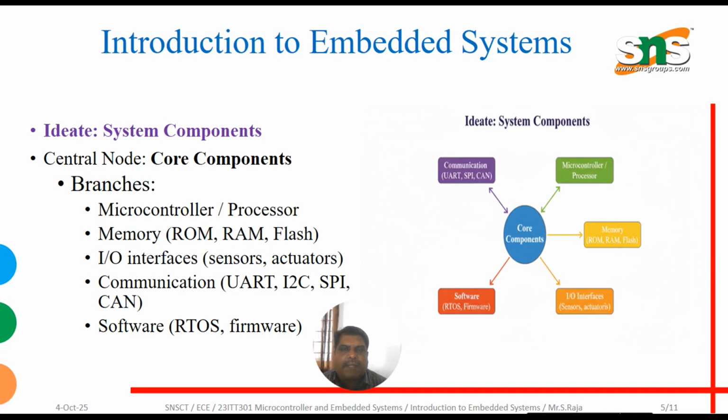In this ideate part, various microcontroller components are used. For example, the communication may happen using UART, SPI and CAN protocols. Then a microcontroller or processor is used to integrate both the software and the hardware. Then in order to store the program, we need a memory. That memory is in three forms: one is RAM, ROM and the flash memory.